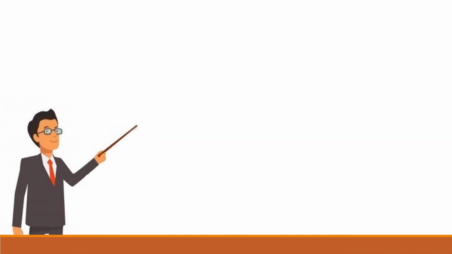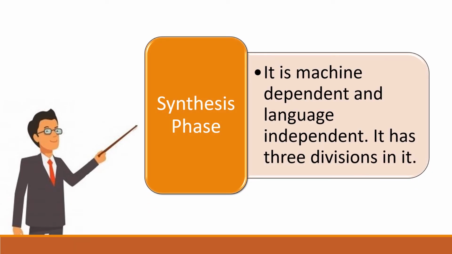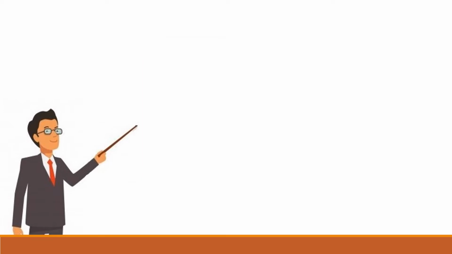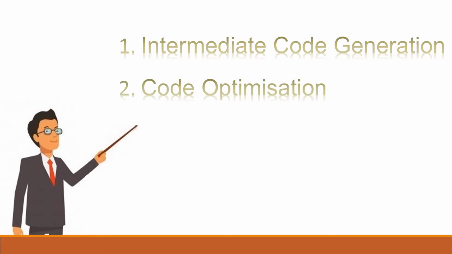Next, coming to another phase of compilation is synthesis phase. It is machine dependent and language independent. It has 3 divisions in it. There are 1. Intermediate code generation, 2. Code optimization, 3. Code generation.